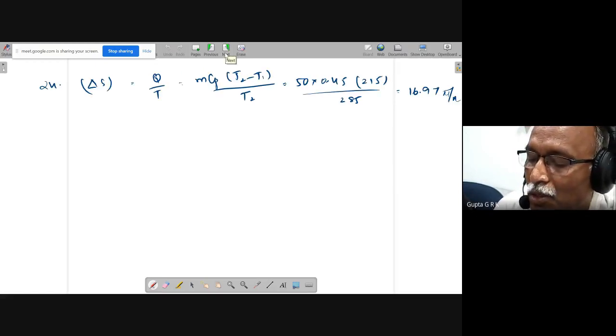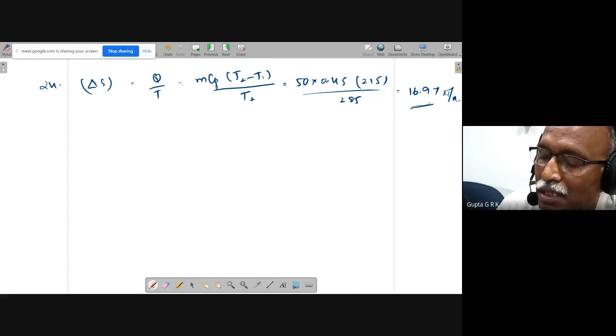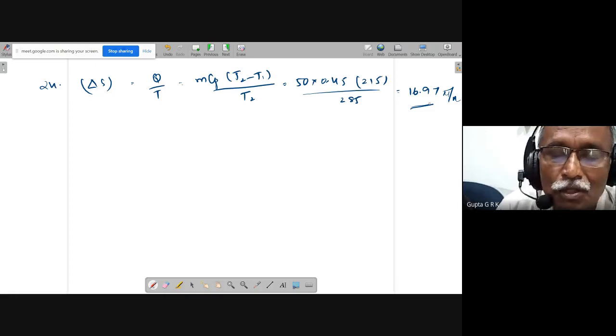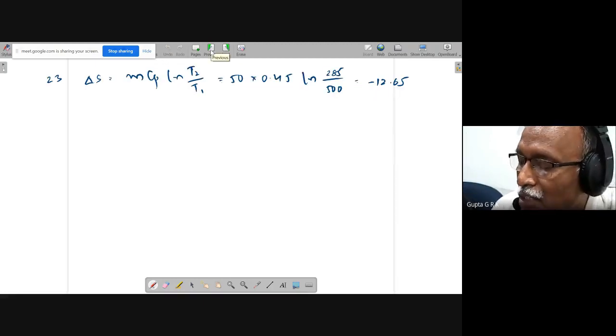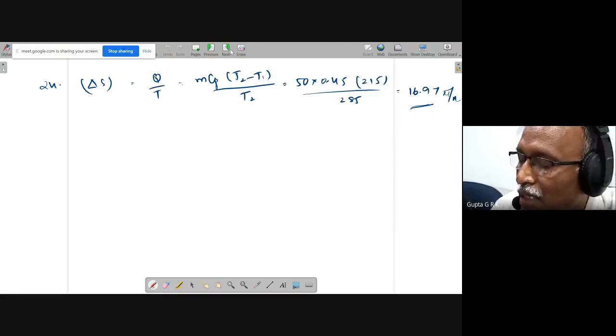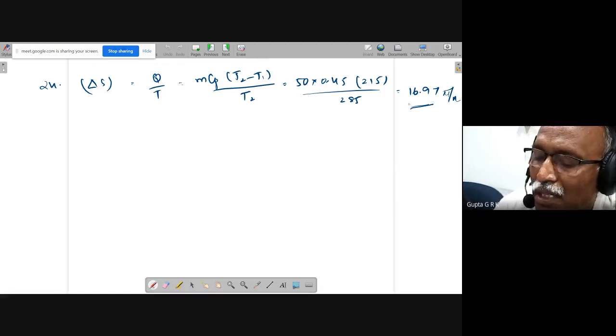So delta S is Q by T. Q is m Cp (T2 minus T1). So 50 into 0.45 into 215 by 285. So I will get 16.97. So this is the entropy change in the lake. If you are asked to find out entropy change of the universe, you have to add both of them. You can see that the previous one is minus 12.65 and the present one, that is increase in entropy of the lake, is 16.97. If you sum it up, you can see that delta S is greater than 0.